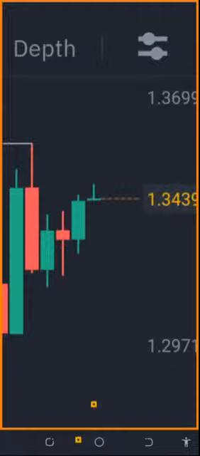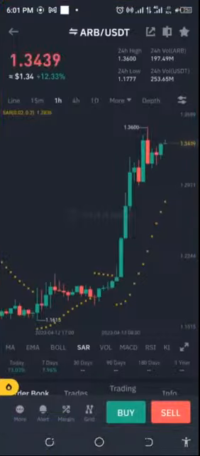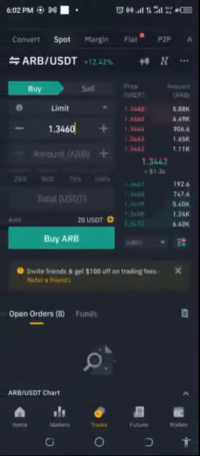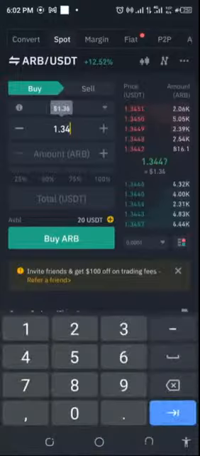I'm going to set a buy limit first, and then afterwards I'm going to set a sell limit, because you know that spot trading is buying the coin, holding it for a while, and selling it for profit once it rises. So let's go ahead and see how we're going to do this. Let's do a quick simulation. Currently the price is at 1.34. I'm going to take this down to 1.32.